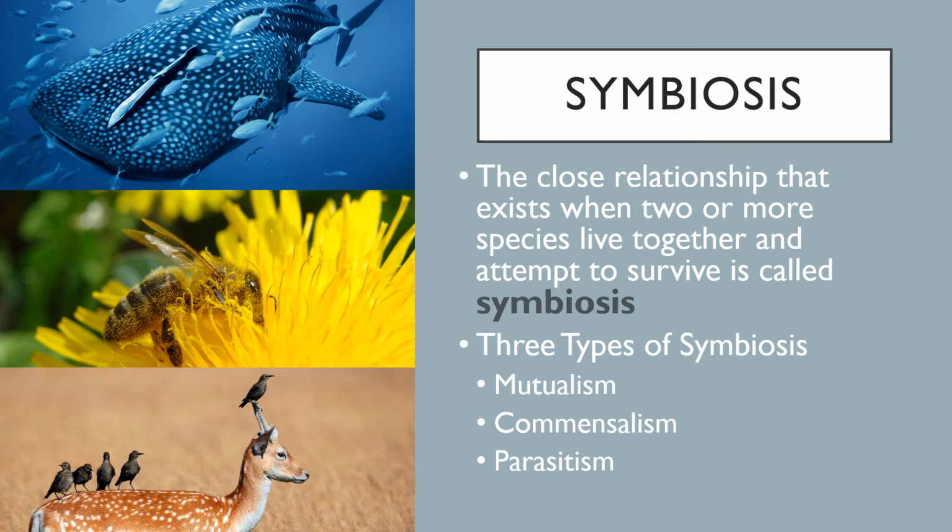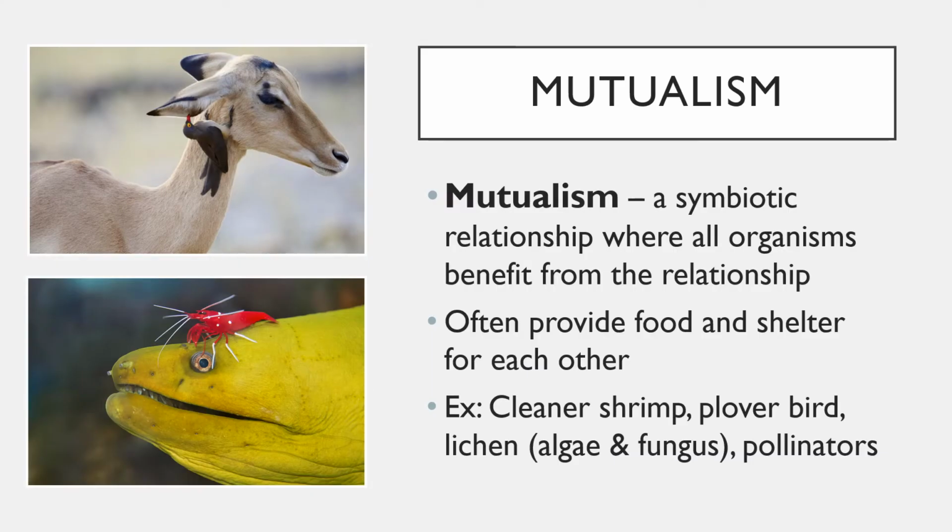There are three types: mutualism, commensalism, and parasitism. The first one, mutualism, think of when you say to somebody, oh yeah, the feeling's mutual. You both feel the same feeling. So in this case, this is a symbiotic relationship where all organisms benefit. Both get a positive gain. They're both getting something out of it.